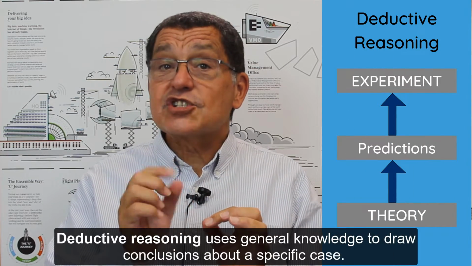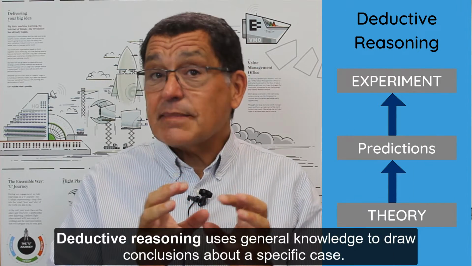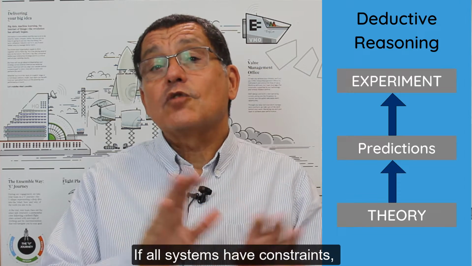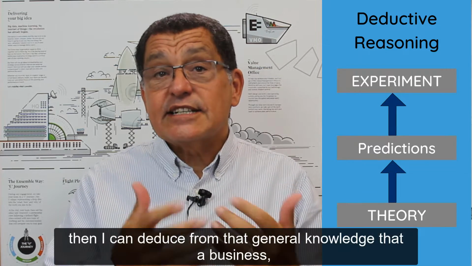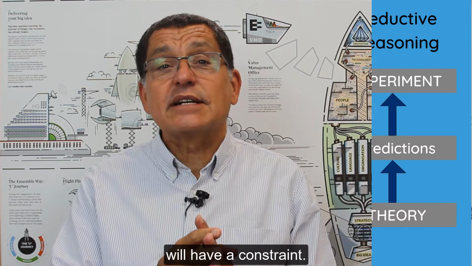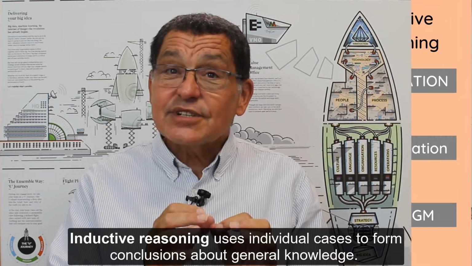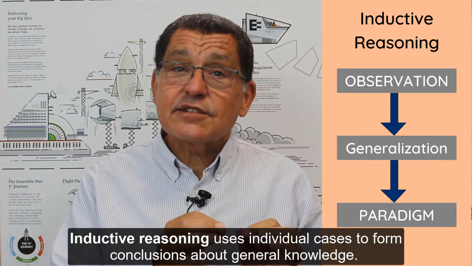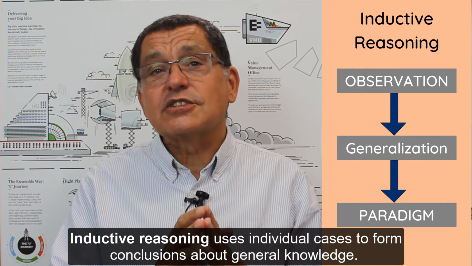The study of logic gives us some useful tools to determine objective truth and understand its limits. Deductive reasoning uses general knowledge to draw conclusions about a specific case. If all systems have constraints, then I can deduce from that general knowledge that a business, being a system, will have a constraint.